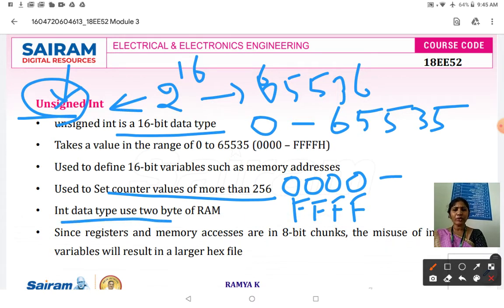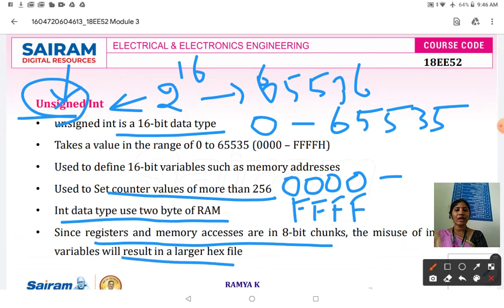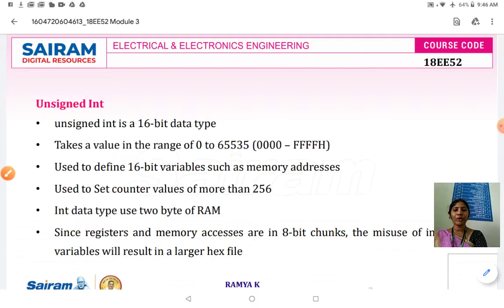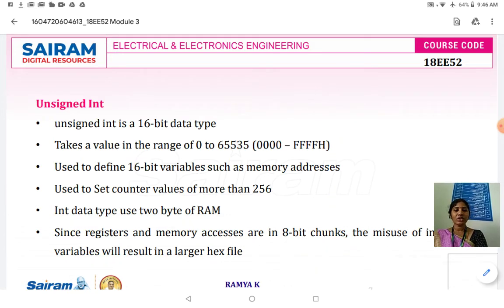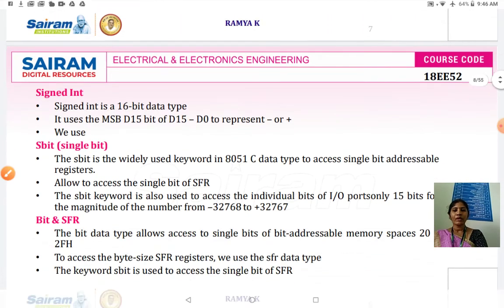Int data type uses 2 bytes of RAM. Since register and memory access are in 8-bit chunks, the misuse of implementing the variable will result in a larger hex file. So these are all the important key points of your unsigned int data type. Next one will go for signed int.